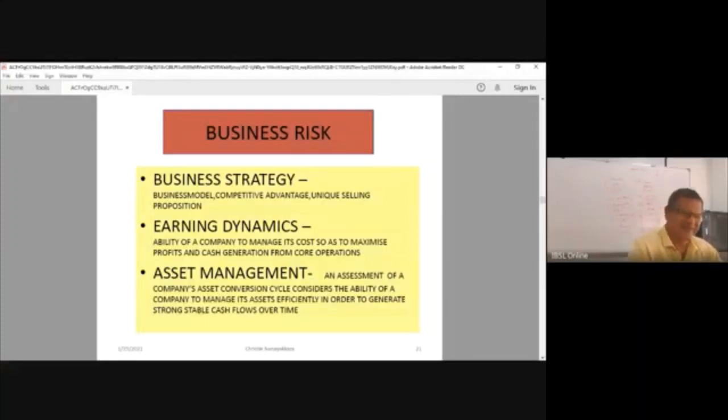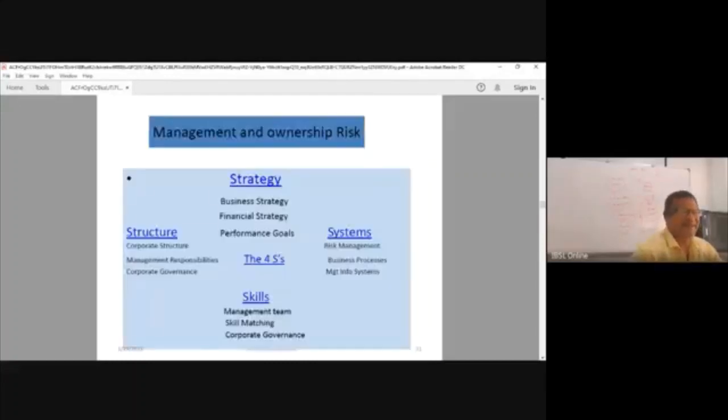I compared Dialog and SLT. Dialog's asset base is much smaller, but their profitability is very high compared to their own competitor SLT, who is a giant. They have big assets, but those assets are not generating money. Their return on assets is low. When that goes, the business risk increases.